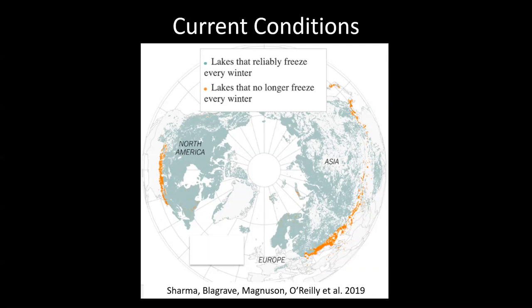Now what we're going to do is increase the air temperature first by 2 degrees centigrade, which was what the Paris Accord was hoping we would be able to achieve. And we'll do another one for 4.5 degrees, which is if we do no mitigation of CO2 at all. So let's go to the 2-degree one.